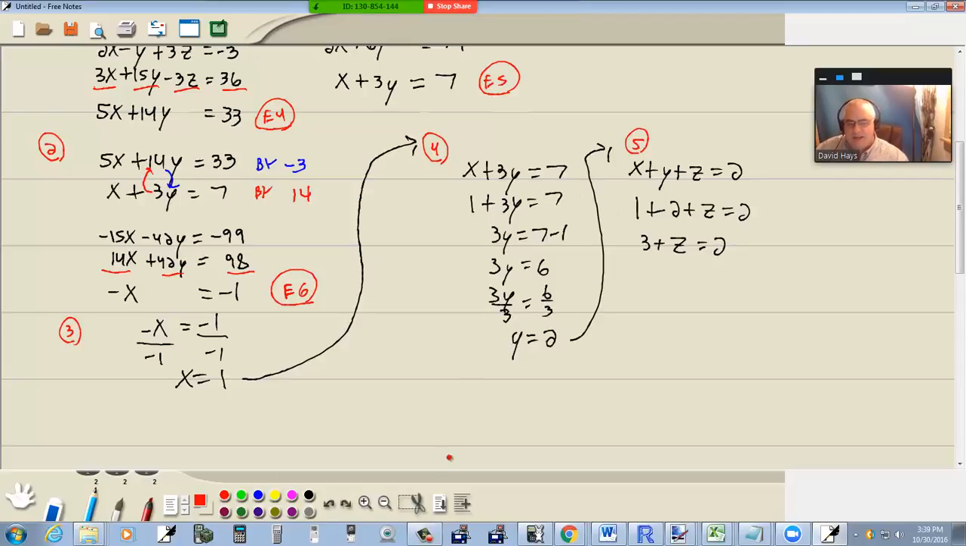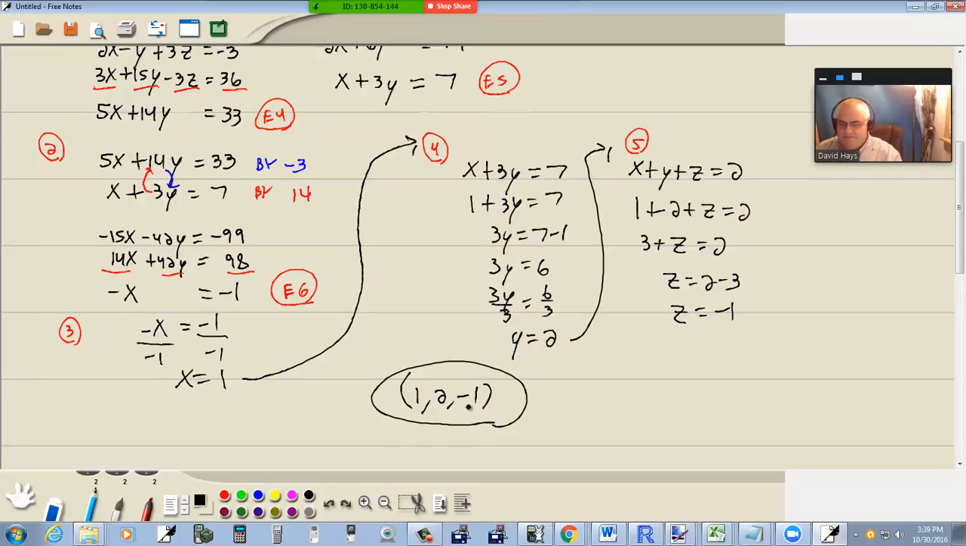We're solving for z now. So I take 3 over. We get z is equal to 2 minus 3, or z is equal to negative 1. Now how you write your answer is you put your x, and then your y, and then your z. And that would be your answer.